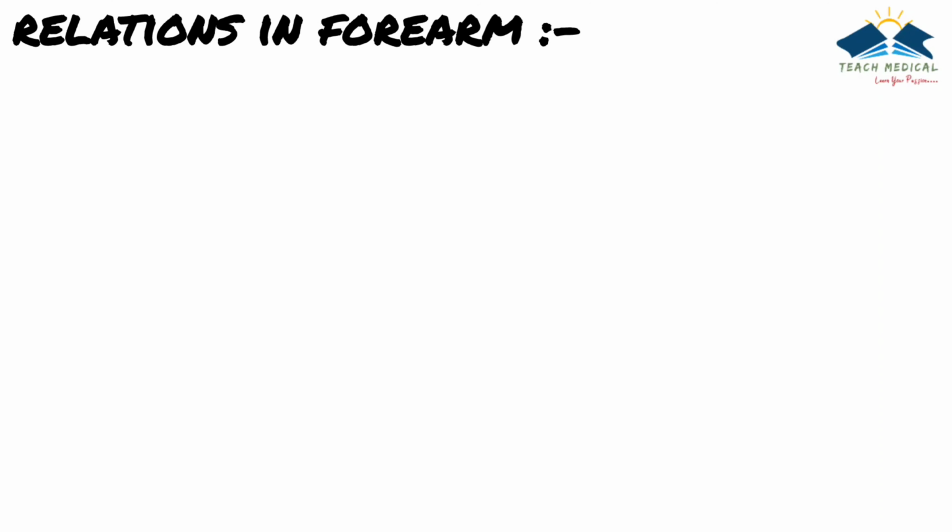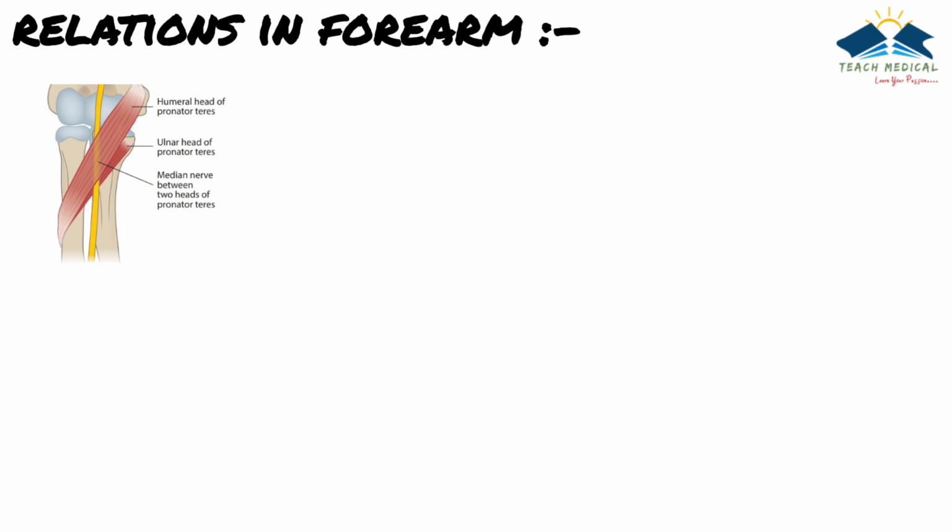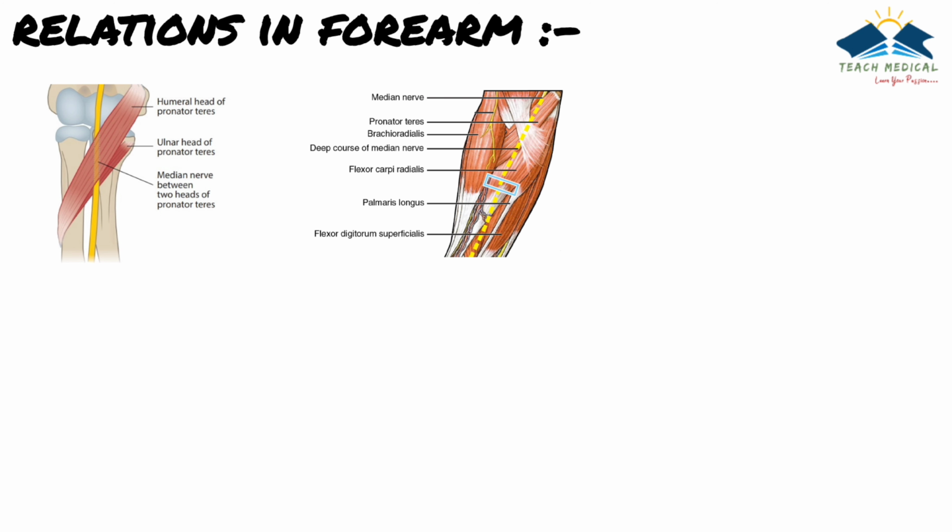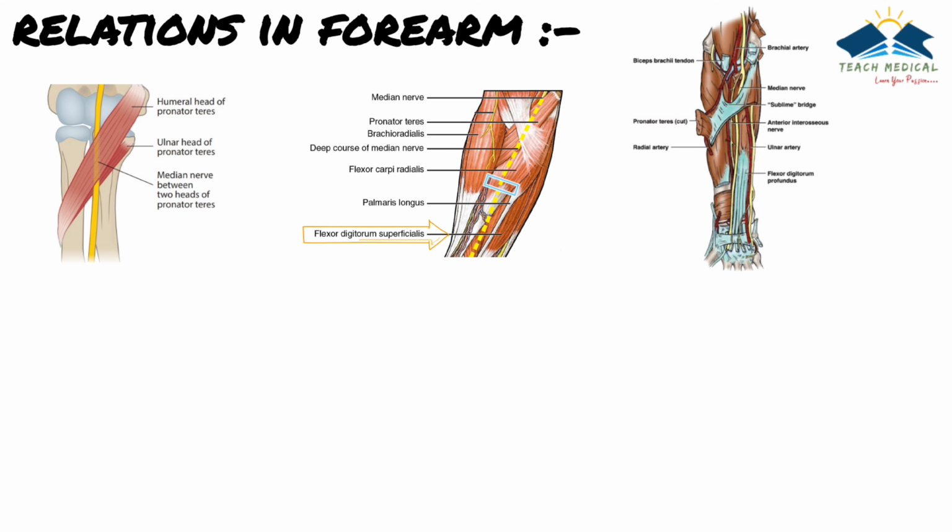Relations in forearm. The median nerve enters the forearm by passing between the two heads of the pronator teres. Here it crosses the ulnar artery. Along with the ulnar artery, the median nerve passes beneath the flexor digitorum superficialis and runs deep to this muscle on the surface of the flexor digitorum profundus.